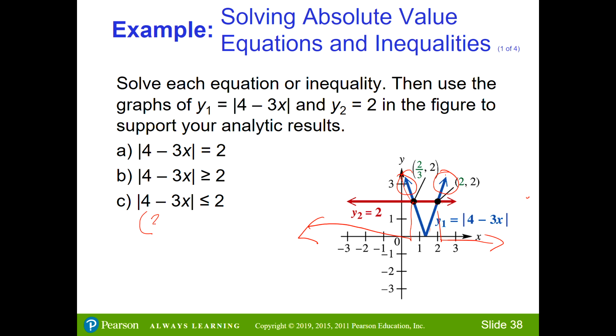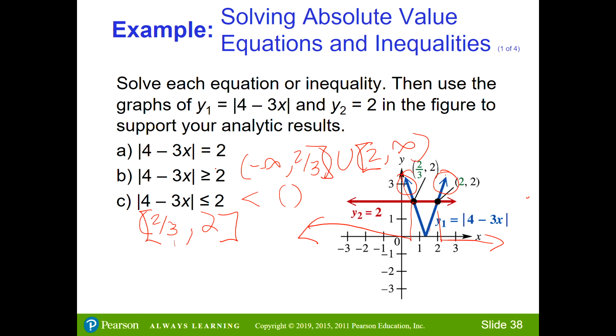So our solution here is 2/3 to 2, with brackets, and it's a bracket because the equal to is included. If it were just a greater than, then we would use parentheses. So C has this as its solution. B has the opposite, negative infinity to 2/3, union 2 to infinity. And again, I need brackets here because of the equal part of the inequality. And then the equals is two values, x equals 2/3 and x equals 2.